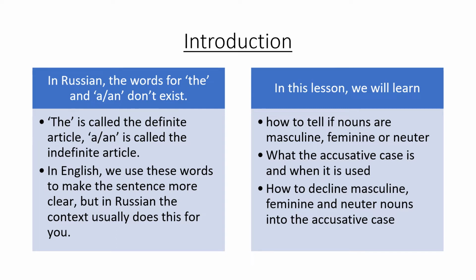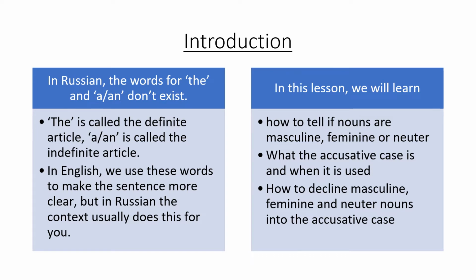Secondly, a quick overview of what we're going to do in the lesson today. We're going to have a look at the gender of nouns, because in Russian there are three genders. There's masculine, feminine, and neuter. Then we're going to take a look at the accusative case, what it is, how it's used, and how to put masculine, feminine, and neuter nouns into the accusative.